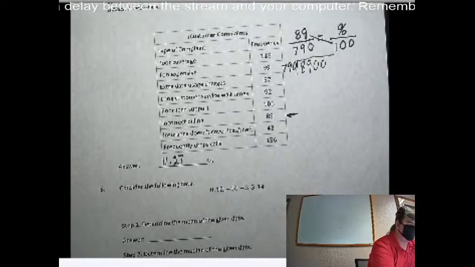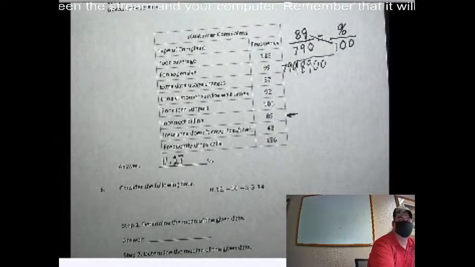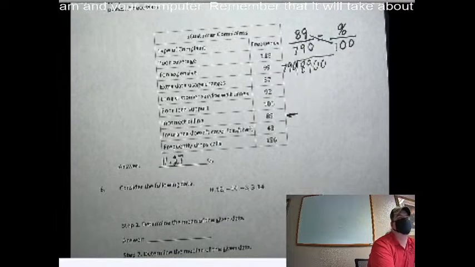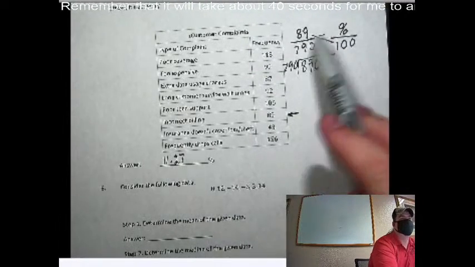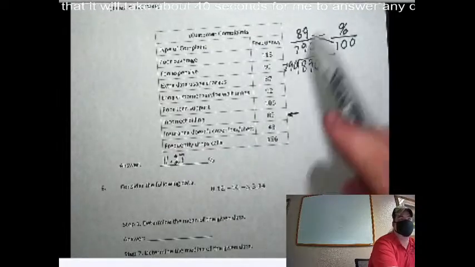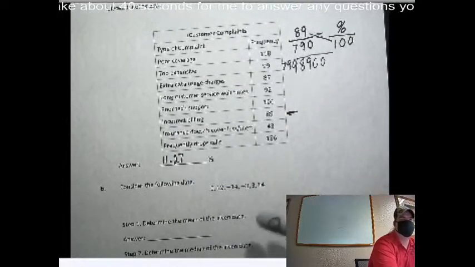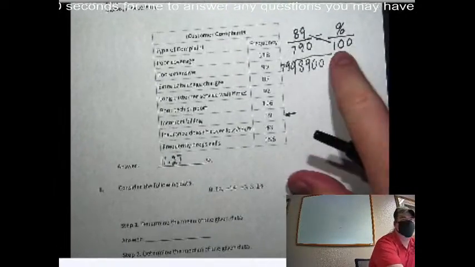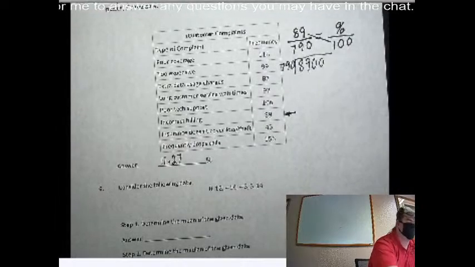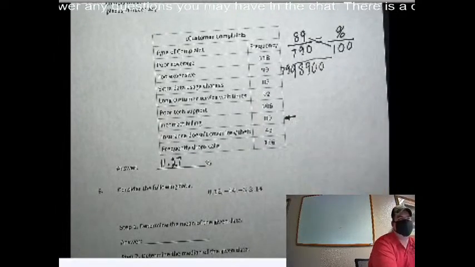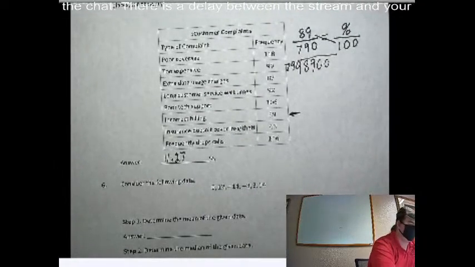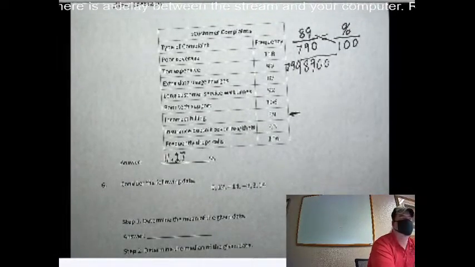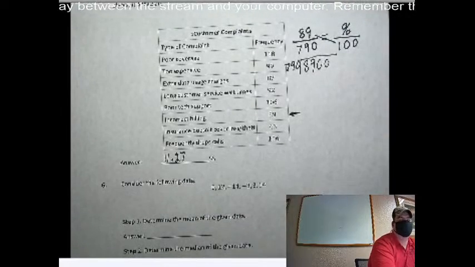Wait, do you have to multiply it across? I just did 89 divided by 790. Yeah, you can do 89 divided by 790, and then you need to convert that from a decimal, because this will be a decimal, convert it to a percent. Okay. So that's what the 100 does for us. So yeah, you can do 89 divided by 790 and then just convert to a percent using that 100. Any questions? All right.